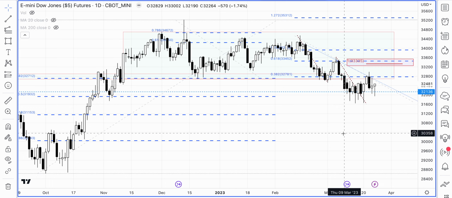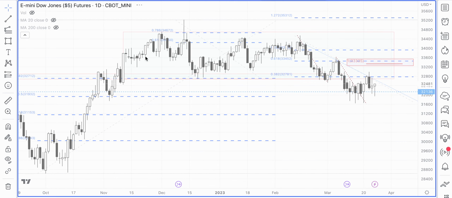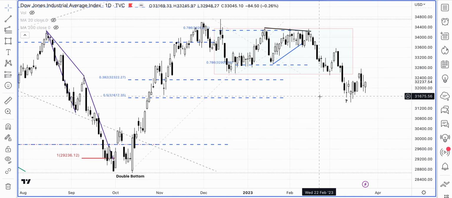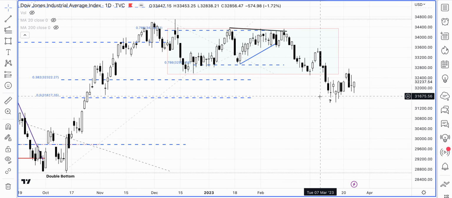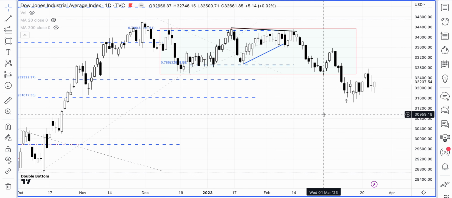And guys, what is left is, let's take a look at the Dow Jones Industrial, but in terms of cash, it's a pretty similar setup. So guys, this is what we are watching in the stock indices.